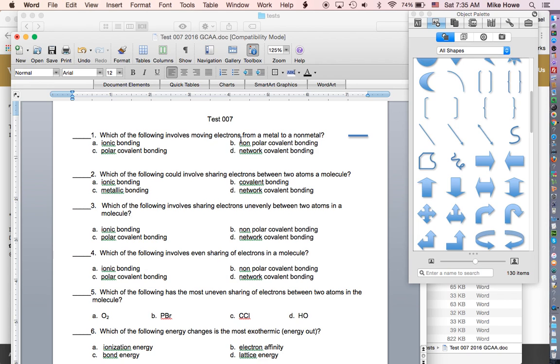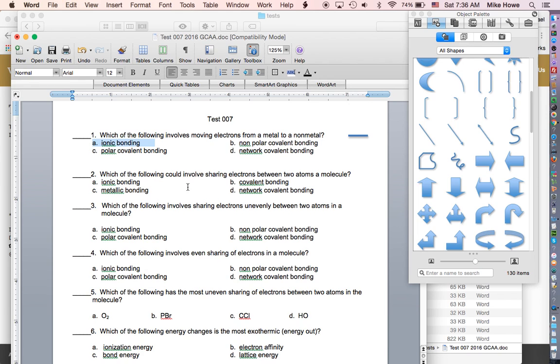Number one, which involves moving electrons from a metal to a nonmetal. We're looking at ionic bonding because we're transferring electrons to make ions. So metal, nonmetal, always ionic bonding. Electrons are considered to be transferred, not shared.